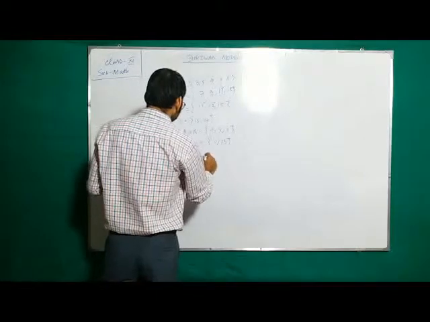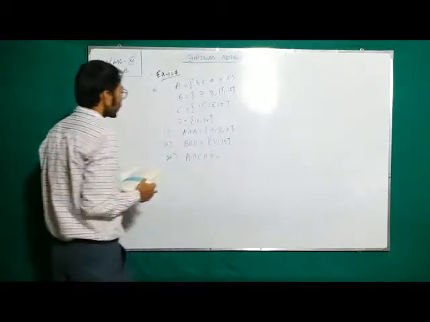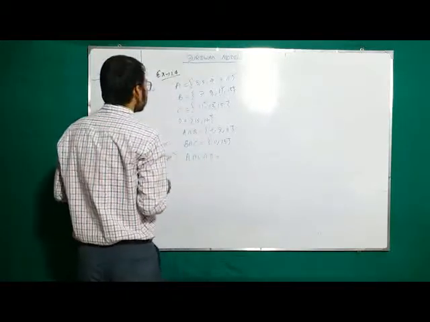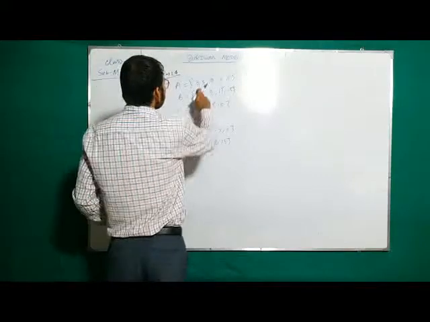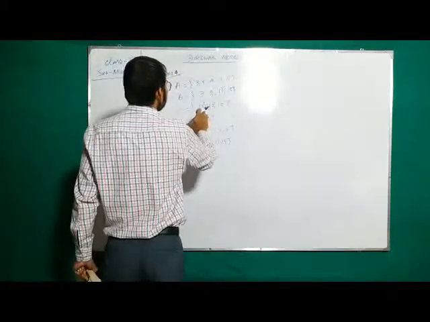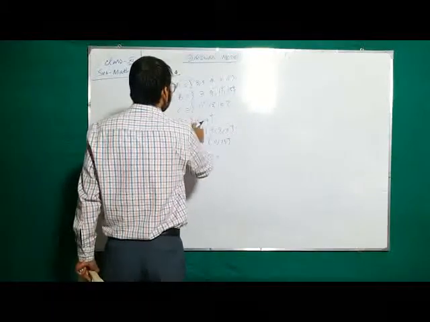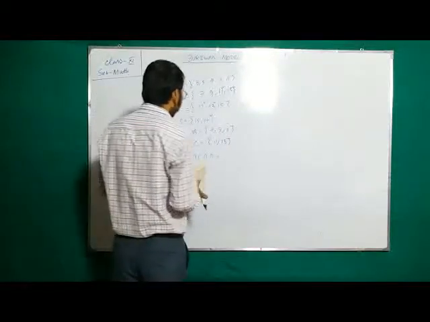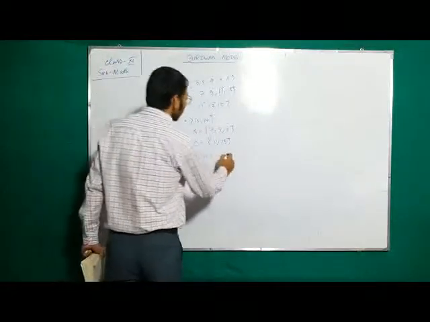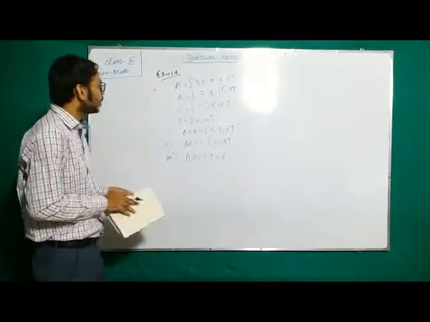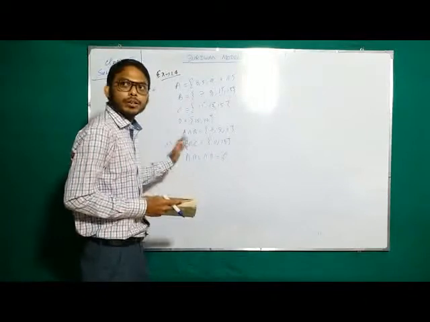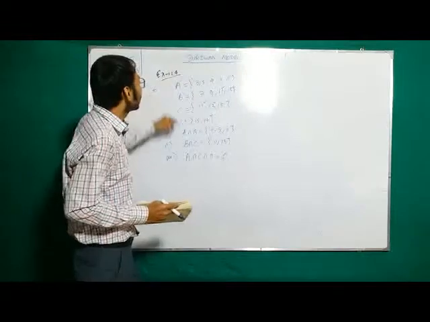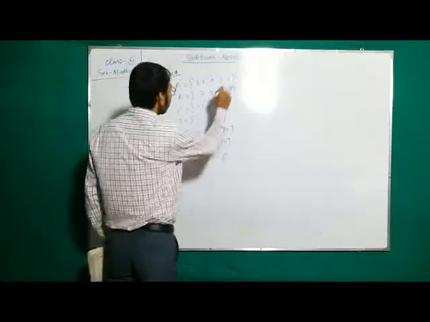Now number 3, A intersection C intersection D. The common elements of A, C and D. A contains 3, 5, 7, 9, 11. C contains 11, 13, 15. D contains 15, 17. So actually there is no common element of A, C and D. So A intersection C intersection D equals the null set, φ. This set contains no element. You can see easily from the board.